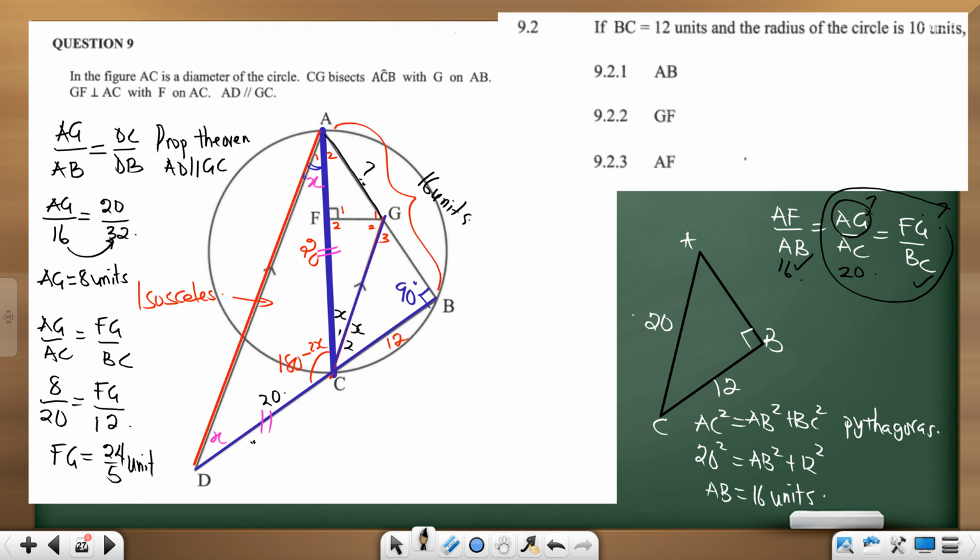Interesting question. Do you see that Mary was saying it's 8 units? Do you see that it's not 8 units? And I've proven that it's not 8. It was easy to make. The examiner actually wants to lead everyone to make that, especially when you are stuck. AG is 10.